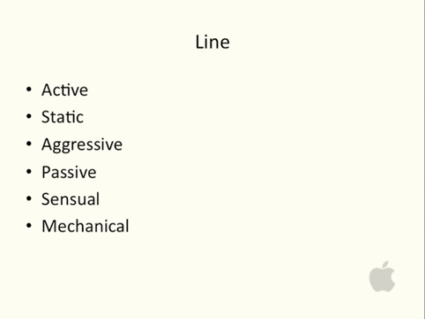So lines, they can indicate direction. They can define boundaries of shapes and spaces. Lines can imply volume or mass. They can suggest motion or emotion. A line is just an extension of a point. It's a basic means for recording and symbolizing ideas.